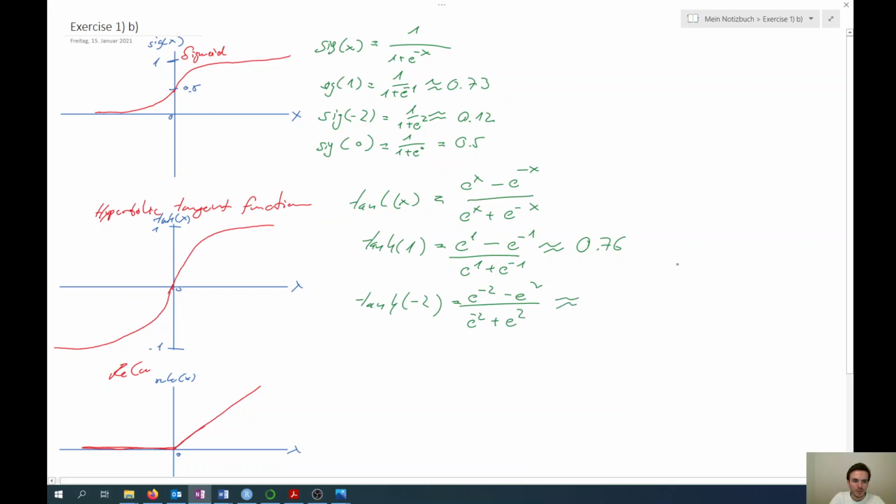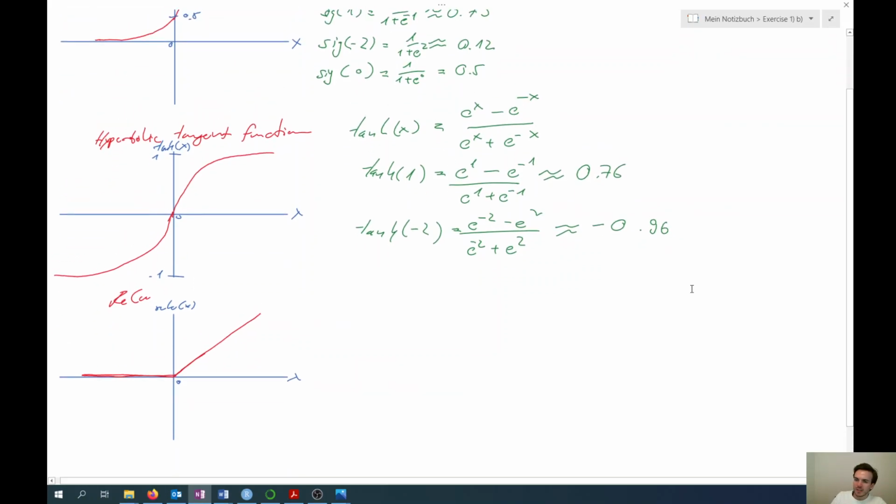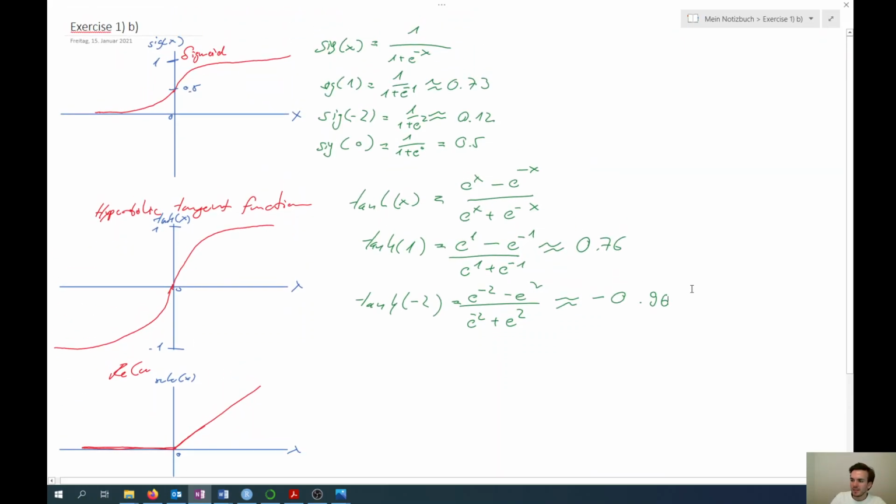So if we plug in -2, then it would be minus 0.96. And now we have to think that we won't classify y between 0 and 1 binarily, but y between -1 and 1. That's one thing you have to keep in mind. I think it was the same for the support vector machines, where we don't classify between 0 and 1, but we classify between -1 and 1. So that's how we have to label our targets.